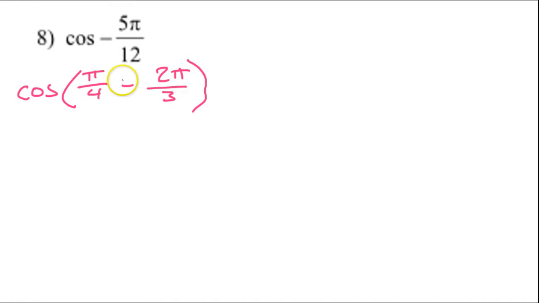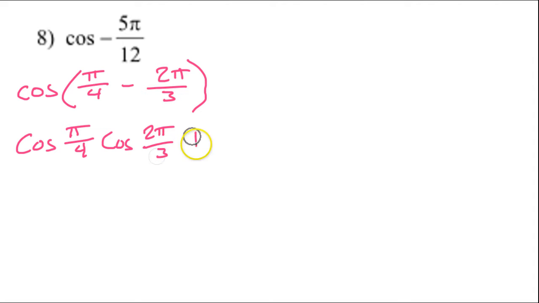And the cosine difference formula goes cosine cosine plus sine sine. So that's what I'm going to do. Cosine pi over 4, cosine 2 pi over 3, plus sine pi over 4, sine 2 pi over 3.